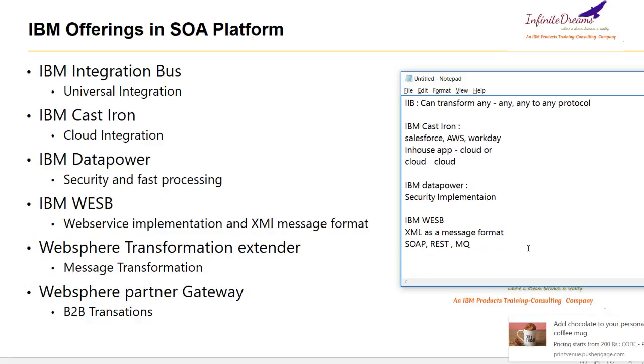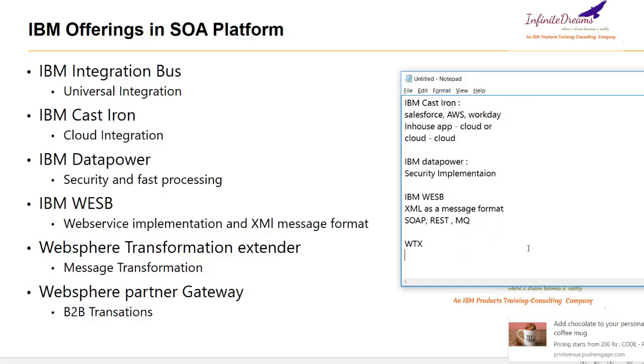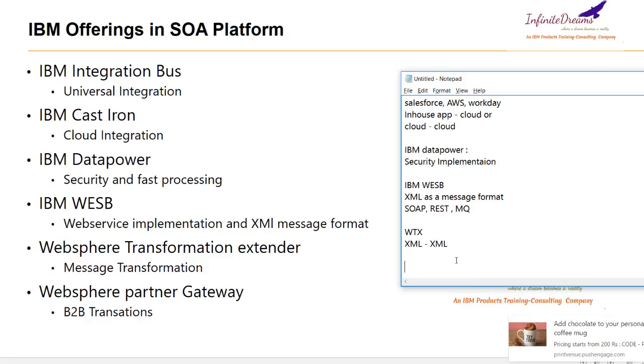Then we have another tool called WTX. As the name itself says, transformation. Whenever we have a lot of transformation needs, like a very big XML message that we have to convert to another XML message, think of it as an XML to XML conversion, but the message is quite big, we need to do a lot of transformation. In that scenario we will prefer WTX rather than all these tools, because in WTX your performance will be better.